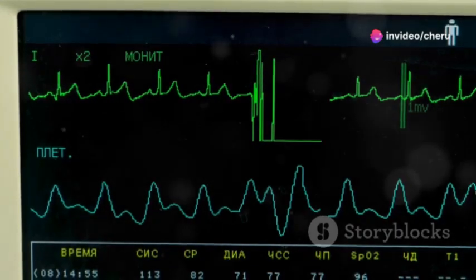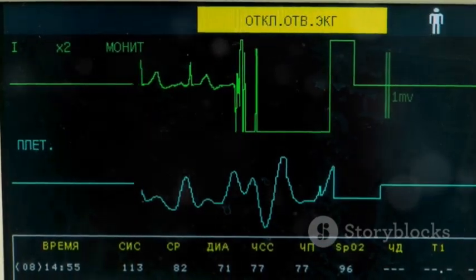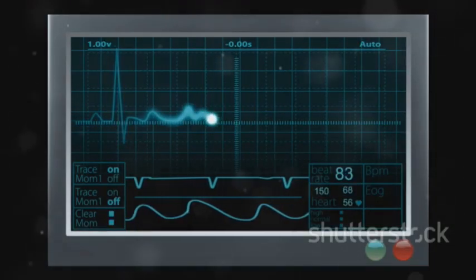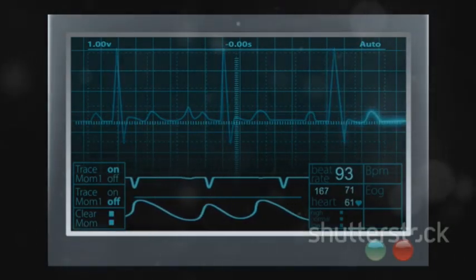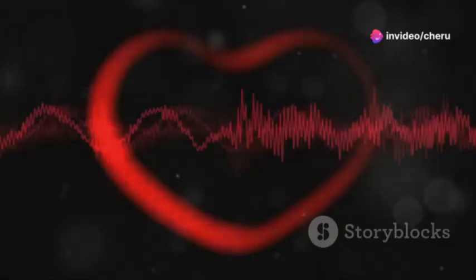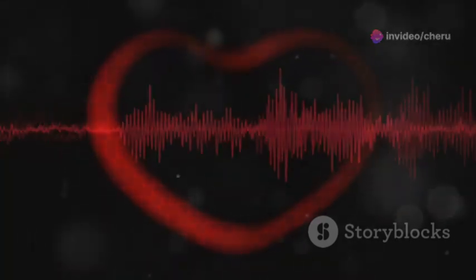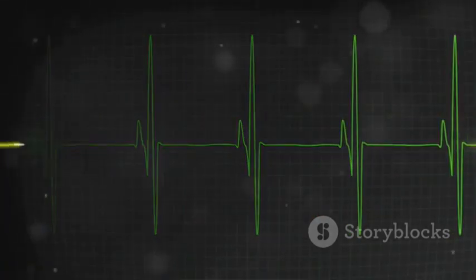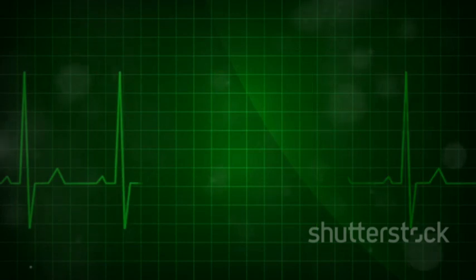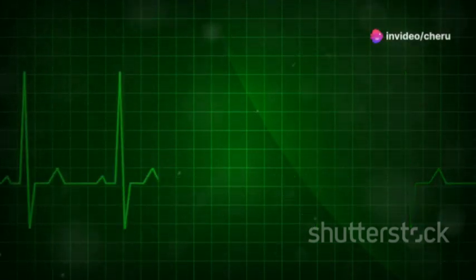Junctional escape beats occur in patients with sinus bradycardia, SA node exit block, or AV block. These beats typically happen at a rate between 40 and 60 beats per minute. When the sinoatrial (SA) node slows down or is blocked, the atrioventricular (AV) node steps in as a backup pacemaker. This is where junctional escape beats come into play. It's a safety mechanism that ensures the heart continues to beat even when the primary pacemaker fails.